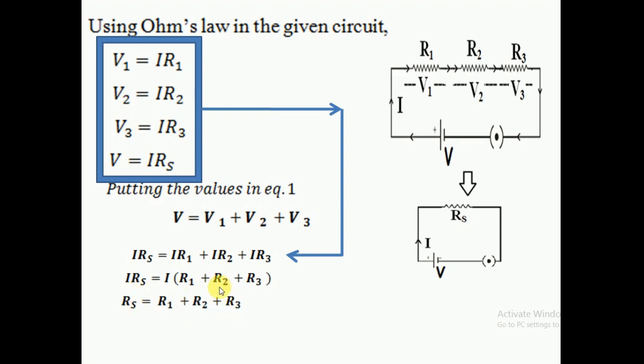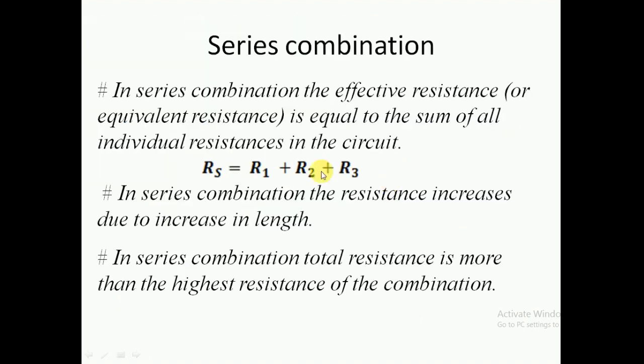So in series combination, the total resistance is the sum of all the individual resistances present in the circuit. And the second property is that in series combination, resistance increases due to increase in length.